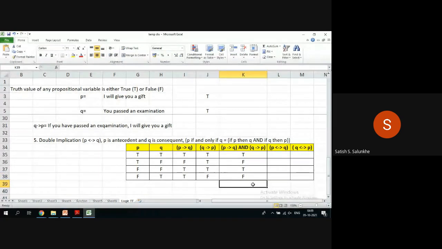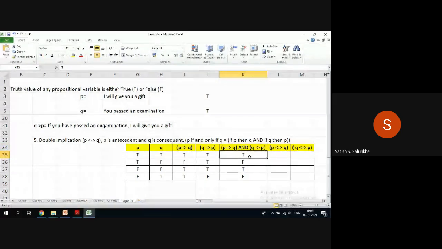So what does it indicate? Here, this is P implies Q and Q implies P. When the antecedent is true and consequence is true, then and only then is P implies Q and Q implies P true. Similarly, if the antecedent is false and consequence is false, then and only then is this bidirectional condition true.